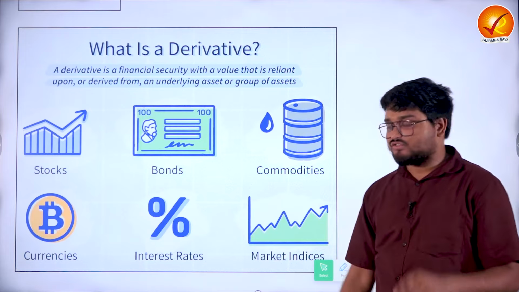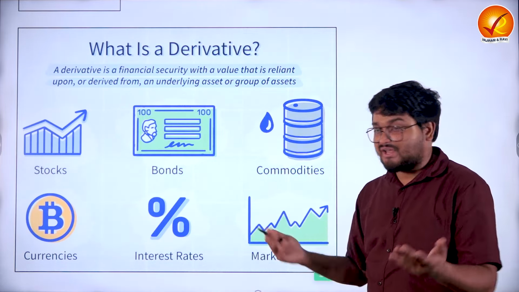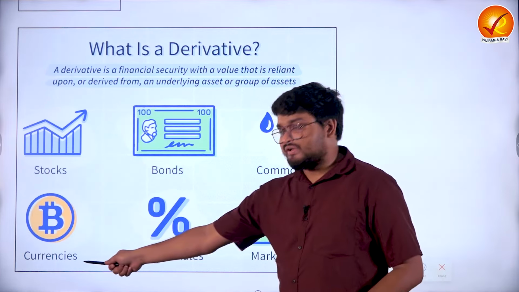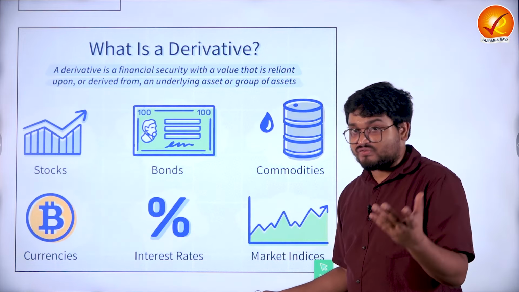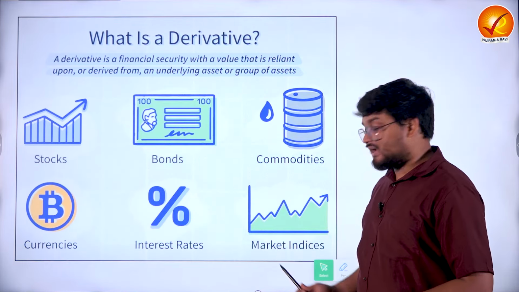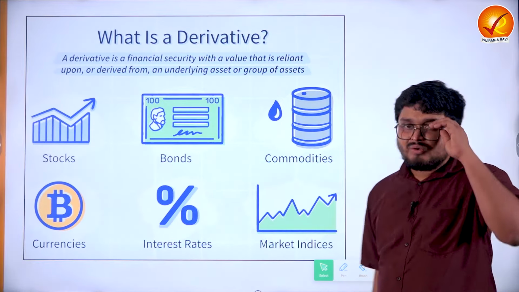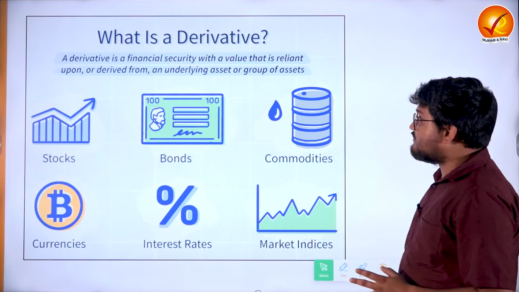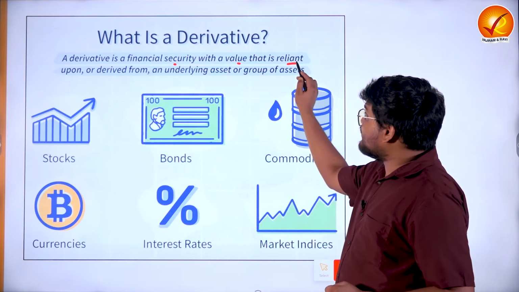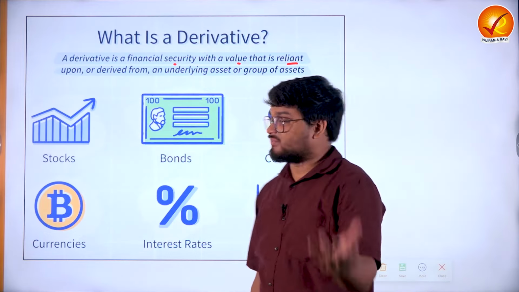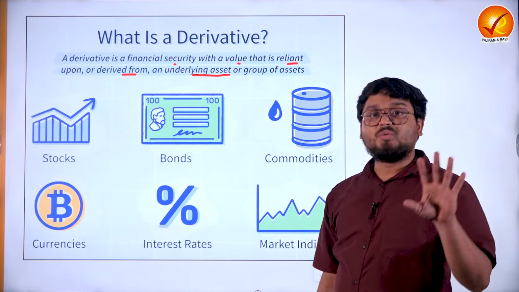For example, we have various stocks, bonds, commodities such as oil, crude oil, even wheat, rice and so on. We have cryptocurrencies, we have various interest rates, bonds, loans, right? Also we have various market indices such as exchange traded funds. Now, what is a derivative? Derivative is a financial security with a value that is derived from an underlying asset or a group of assets.